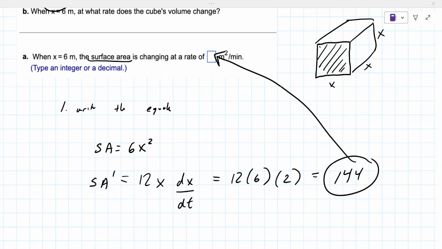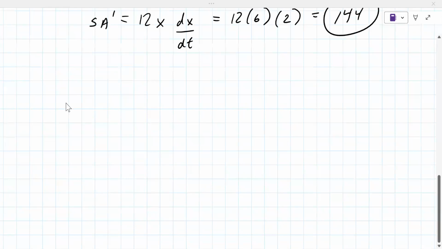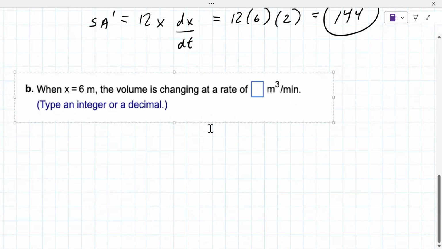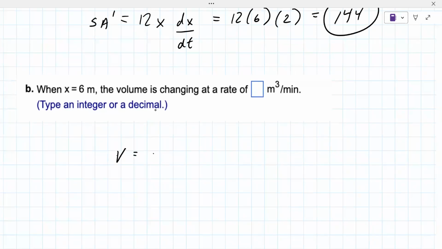Questions on that? No. Okay. So the next part here, let me snip this in, is this right here. Now we need the equation for volume. So volume is x cubed or x times x times x.